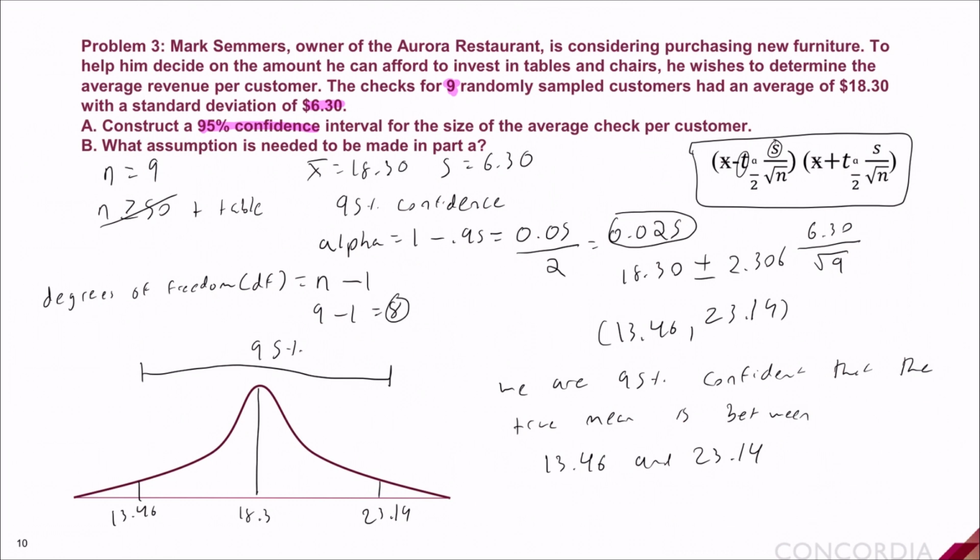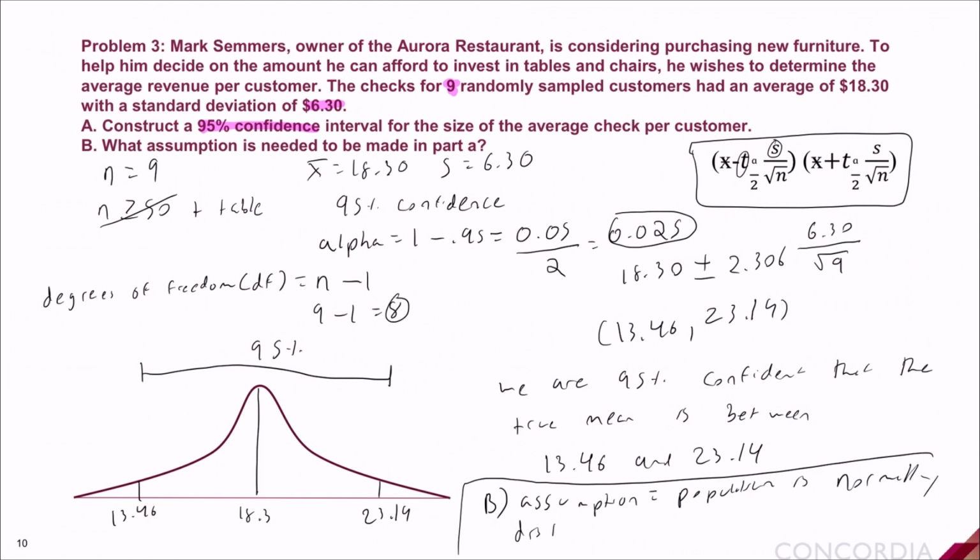Now let's go over B. B simply states, what assumptions are needed to be made in part A? Well, that's a simple answer, and that deals with all confidence intervals. In relation to this class, all confidence intervals are based on the assumption that the sample or population is normally distributed. Let us move on to part C.